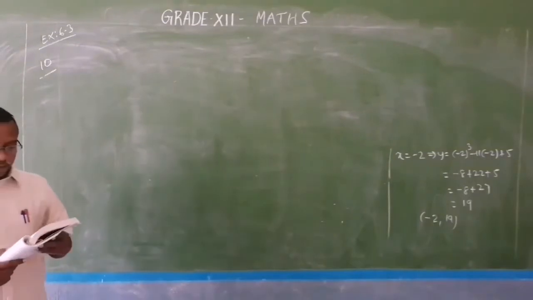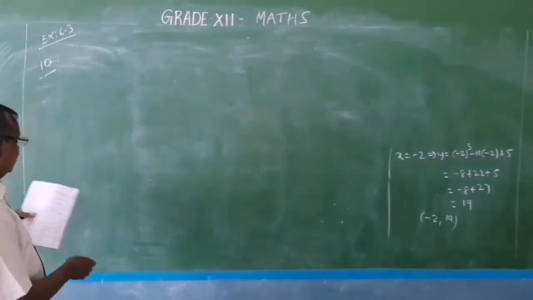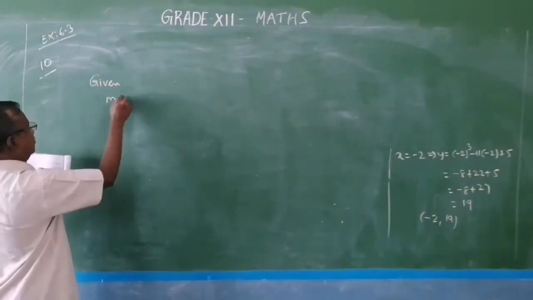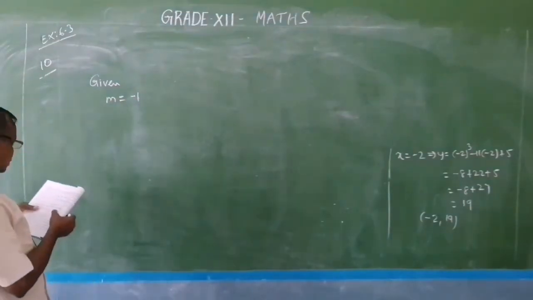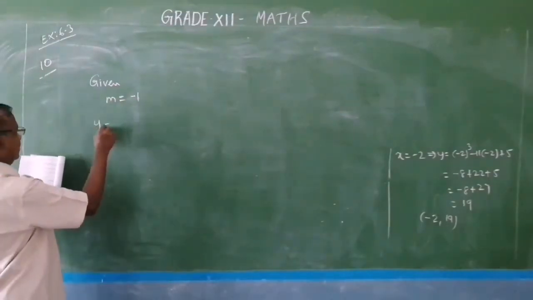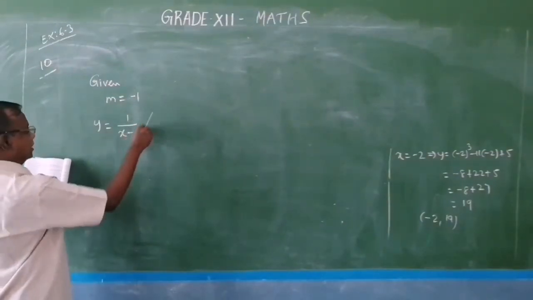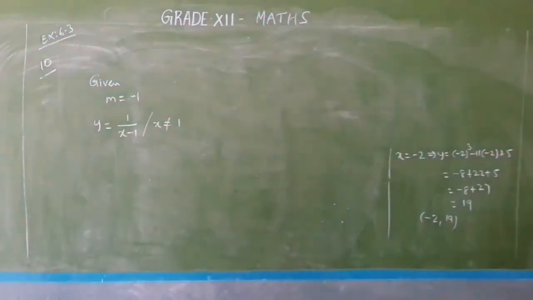Find the equation of all lines having slope equal to minus 1, that means given m equal to minus 1, that are tangents to the curve. We are given a curve that is y equal to 1 by x minus 1, such that x is not equal to 1. Okay. Find the equation of all lines.